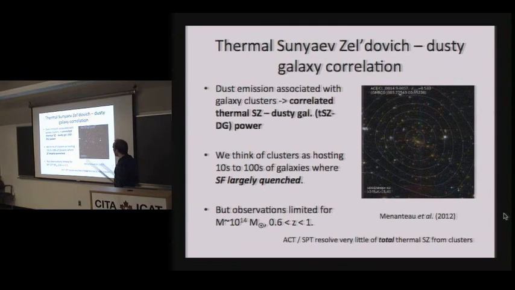But the problem region is lower mass objects, which I think of more as groups than clusters, at higher redshift. So these things contribute to the Sunyaev-Zeldovich power spectrum, but typically we don't have a good handle on them from optical or X-ray studies. And this is just a picture which I will try and flip the colors on.